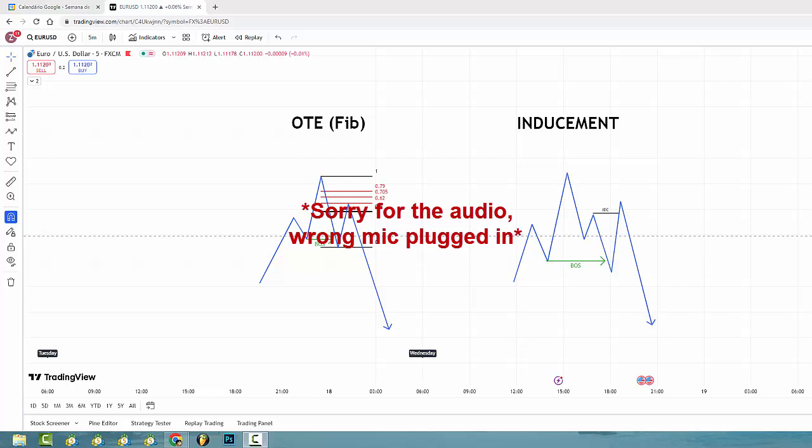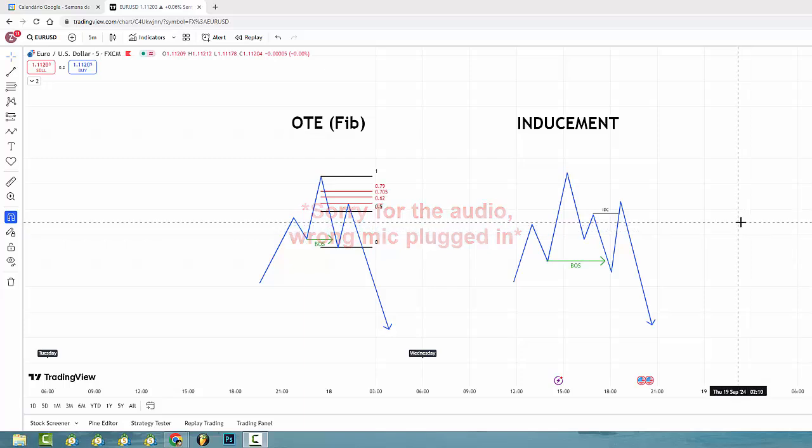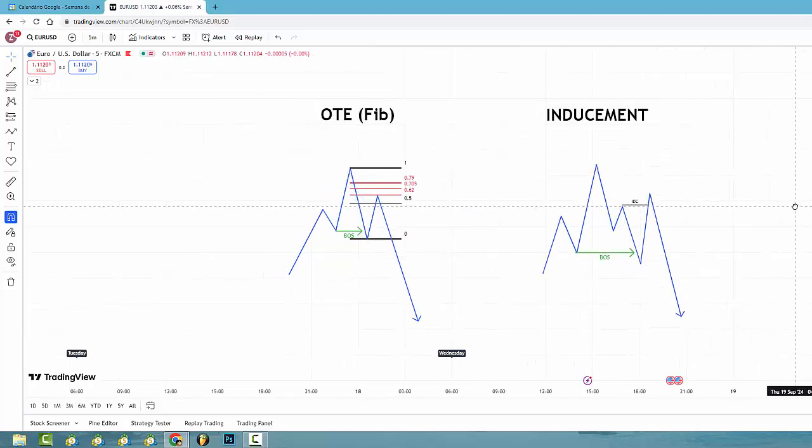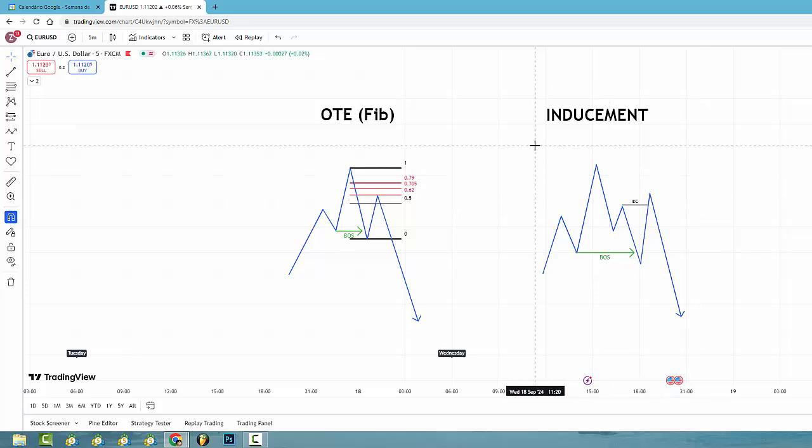Yo people, so today we're gonna talk about how you get sniper entries. There's mainly two ways. I'm not gonna talk about basic stuff, all things that you might find. I'm gonna give you some sauce.